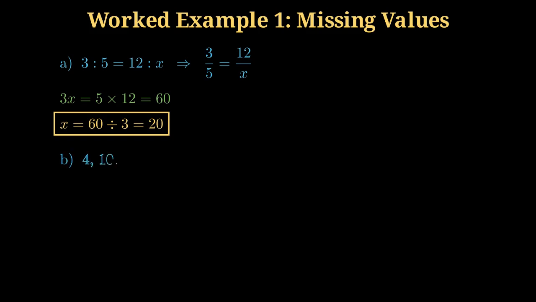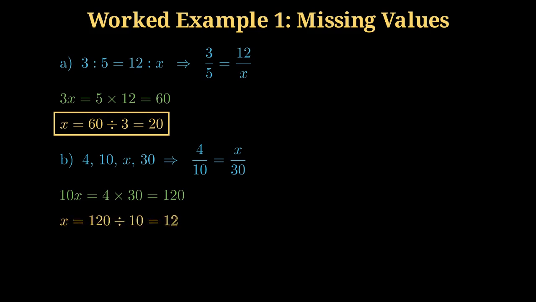B, 4, 10, x, and 30 are in proportion, find x. In proportion means 4 to 10 equals x to 30. As fractions, 4 over 10 equals x over 30. Cross-multiply, 10x equals 4 times 30, 120. Divide by 10, x is 12, and check again. 12 to 30 simplifies to 2 to 5, exactly the same as 4 to 10. Fractions, cross-multiply, solve. That's the whole method.